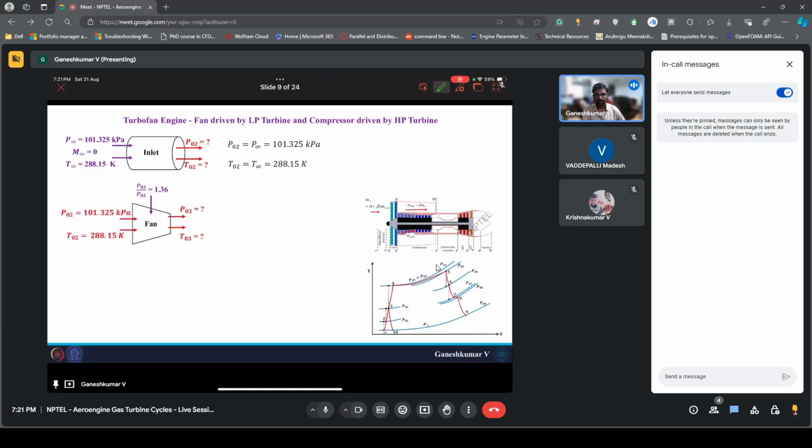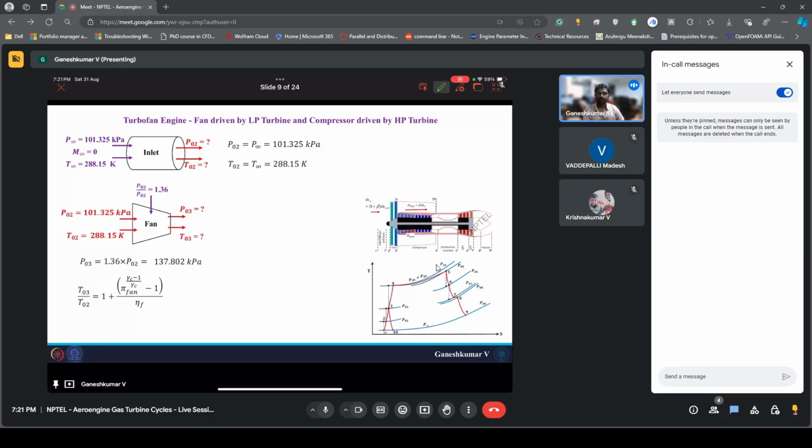The next component that we have is the fan. The fan pressure ratio is 1.36. It has been given. So from 1 bar, it has to get compressed to 1.36 times the 1 bar, which would be 1.36 bar basically, which will come out to be 137.8 kilopascal. Sorry, 1.36 atmosphere, I might have misspoken. So P03 would be 1.36 atmosphere, which corresponds to 137.8 kilopascal.